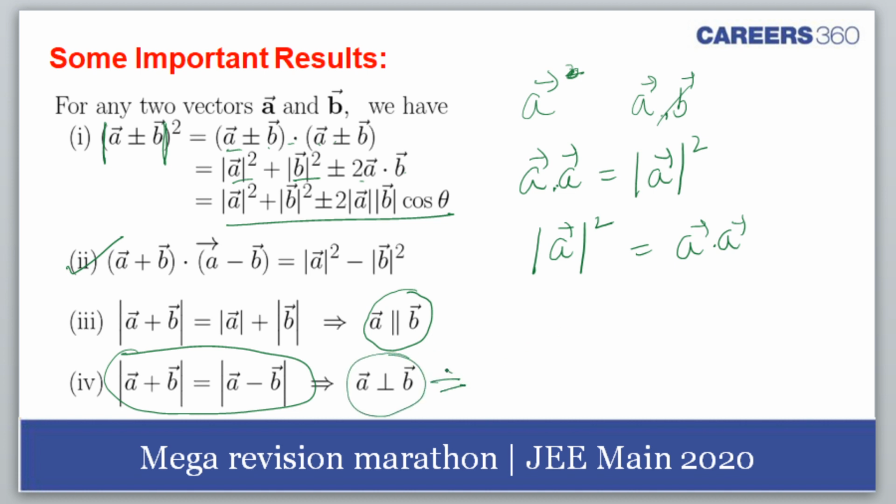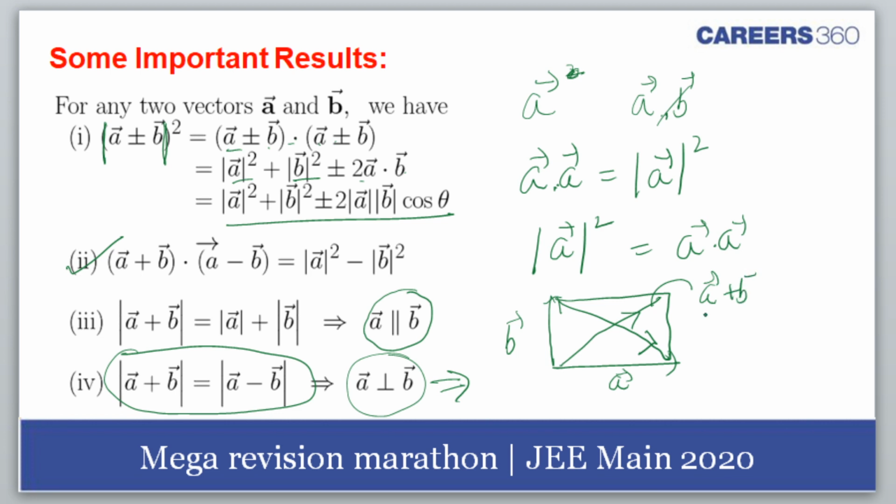What does this geometrically signify? It signifies that A and B are perpendicular to each other. In such a case, if you apply the parallelogram law of vectors, you realize that it becomes a rectangle, and the rectangle has both of its diagonals represented by A plus B and A minus B. This one is A plus B and this one is A minus B. The diagonals of a rectangle are equal.